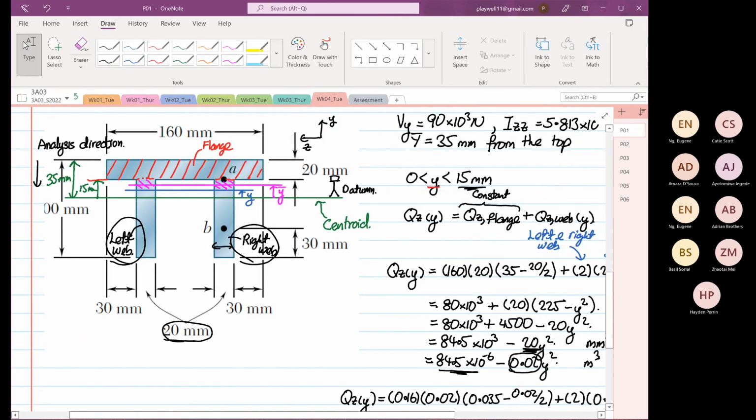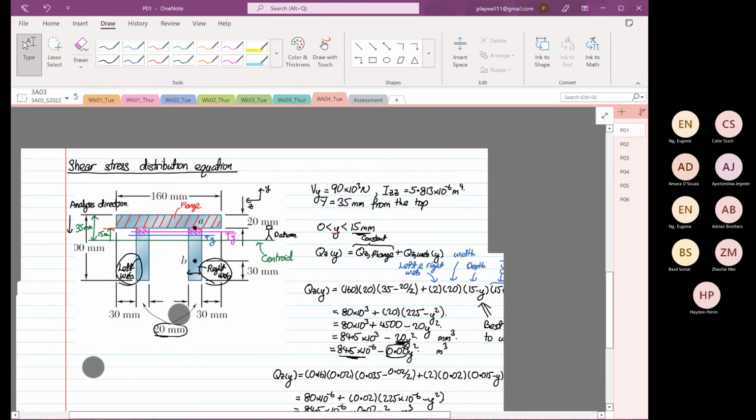From 0 to y to 15 millimeters. Okay, now I'm going to show you again, right? Can we get the same, or what will happen if we look at the distribution below the centroid? Okay, let's see what will happen now. We have done with the top. What will happen now if we have to do the same on the bottom? Okay, so if everything is right, your equation has to be the same. Okay, so let's try this again.